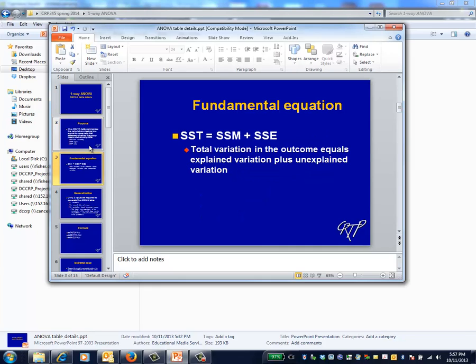The ANOVA table illustrates the fundamental relationship that the total amount of variation in the outcome variable can be partitioned into signal and noise. This is an algebraic identity that we won't prove here. The signal is sometimes termed explained variation, with the noise termed unexplained variation.